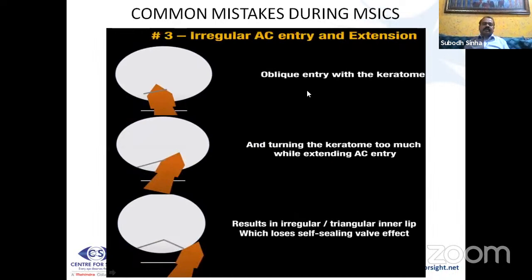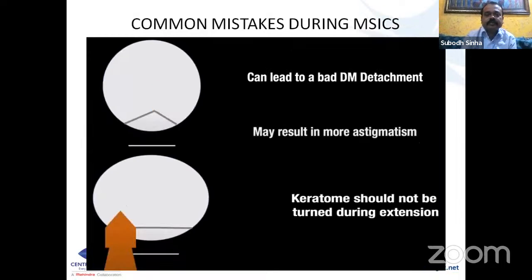While making the internal incision, if you give the internal incision obliquely like this, it may lead to a triangular inner lip, which loses the self-healing property, and that may lead to wound leakage. So it's better to keep your keratome straight, so that your internal incision is parallel to your external incision and the self-healing property is retained.